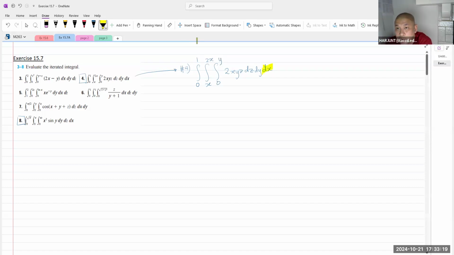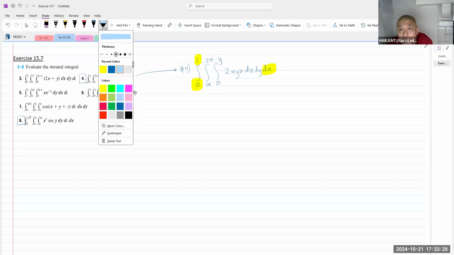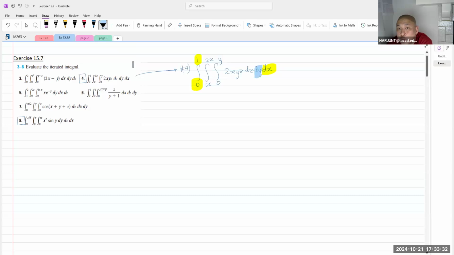The outer integral has to have constant limits. Now for the middle integral, it should be either constant, or if it contains a variable, it contains a variable of the outer integral. So the limits of the middle integral cannot have y, cannot have z.